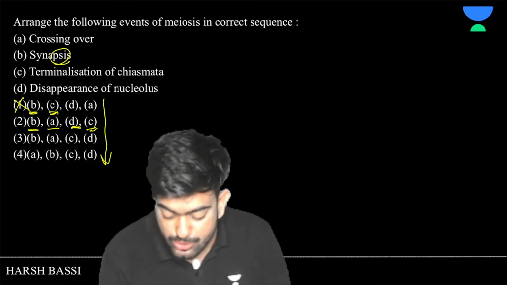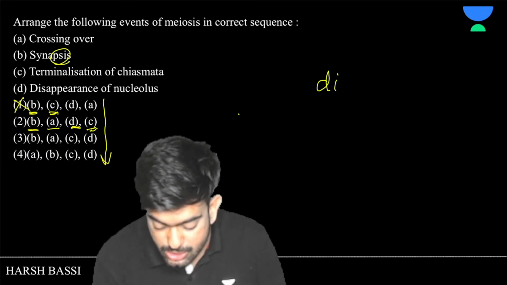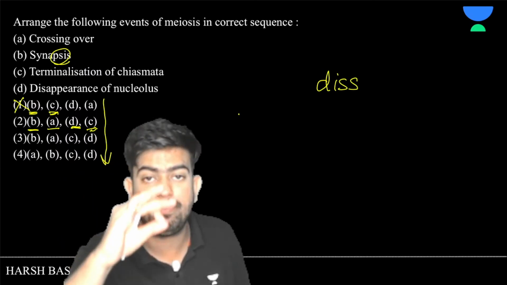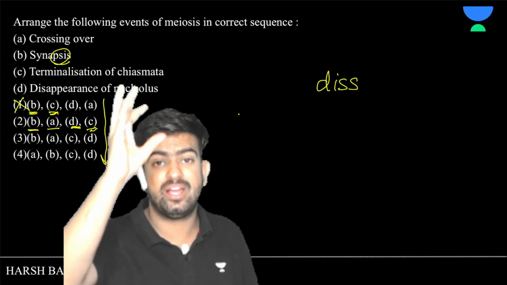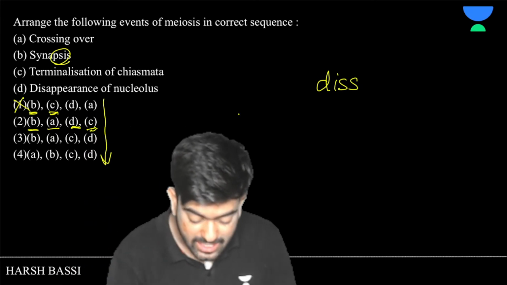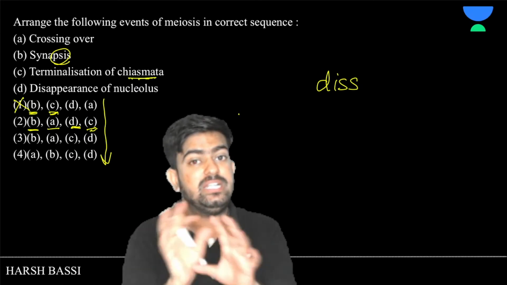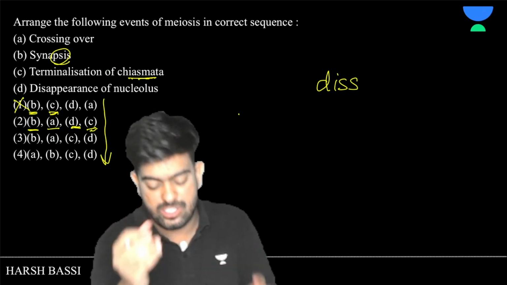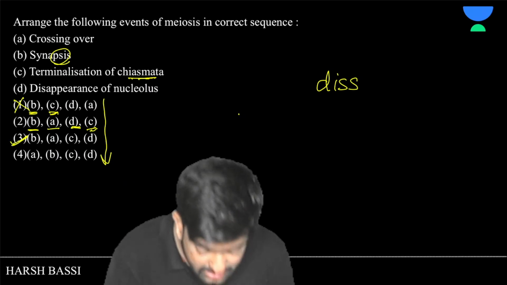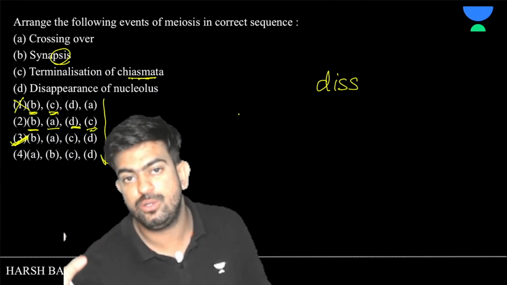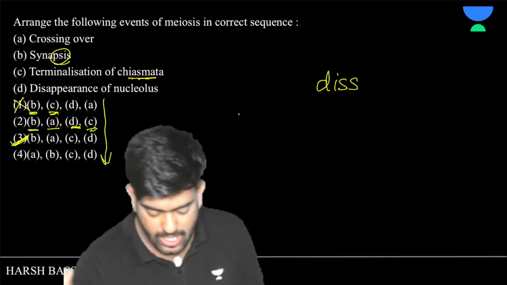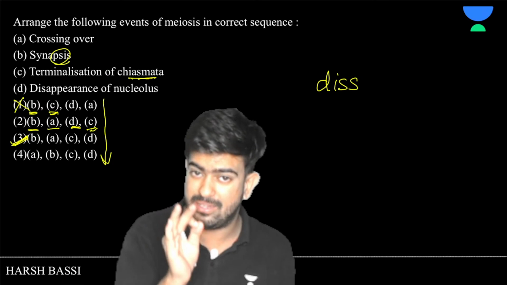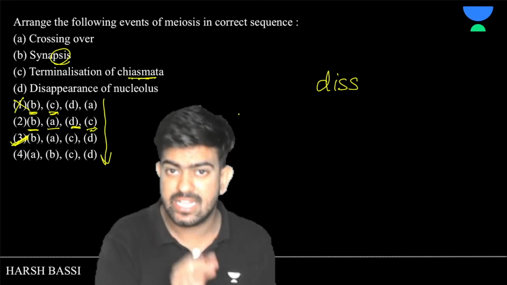See, disappearance of the nucleolus occurs at the end of prophase 1. Yes, disappearance of nucleolus, disappearance of nuclear membrane, everything occurs at the end of prophase 1. But terminalization of chiasmata doesn't occur at the end. It occurs in the diplotene stage, right? So first terminalization will occur and then nucleolus disappearance will occur. This is how we can figure out the correct answer. So option number 3 here is the correct answer.